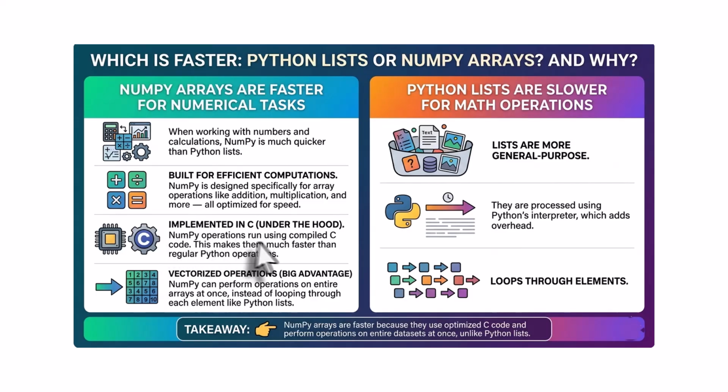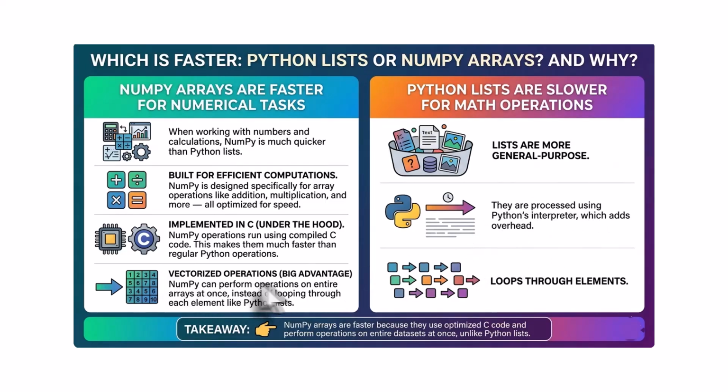Also, NumPy is implemented in C under the hood. That is, NumPy operations run using compiled C code. That's why they are much faster than regular Python operations. Whereas Python lists are slower for math operations. That is, lists are more general purpose and they are processed using Python's interpreter, which adds overhead.